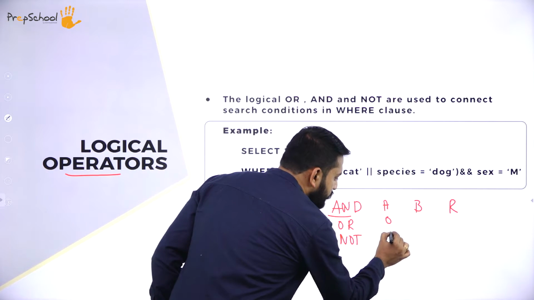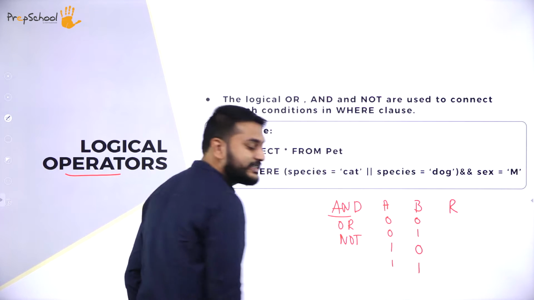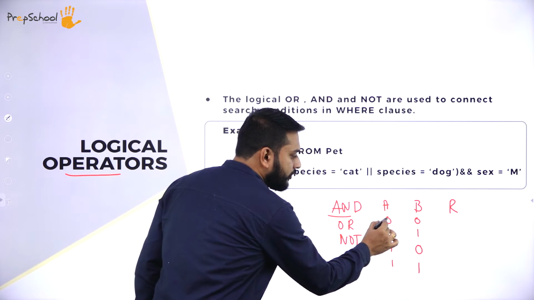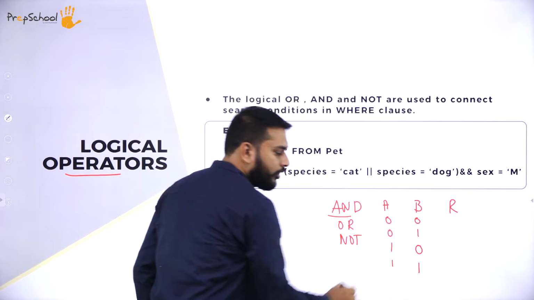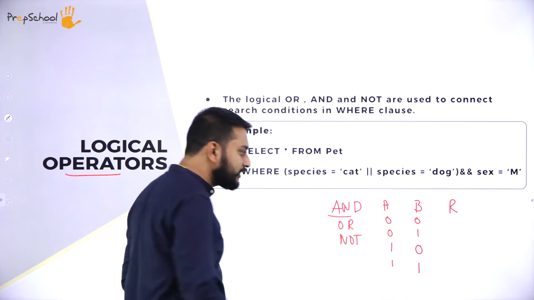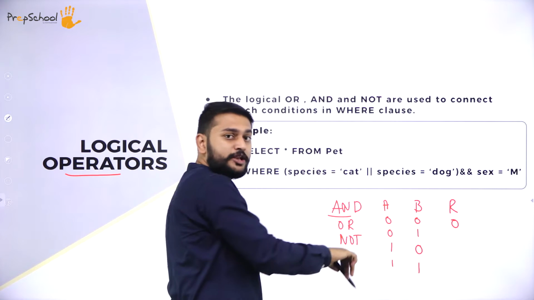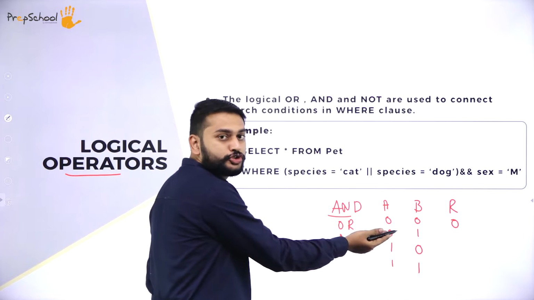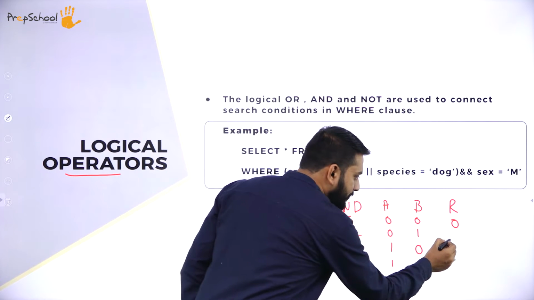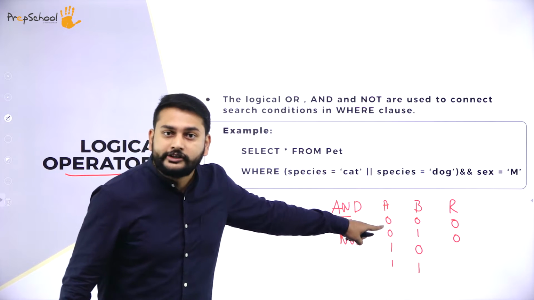So fine. So 0, 0, 1, 1, 0, 1, 0, 1. So please understand. My input is 0 here and 0 here. Both the inputs are 0. That is false. Both are false. What will be my result? It should be false. So here, one input is false, another input is true. So please understand. What will be my result? It should be false because one is already false.